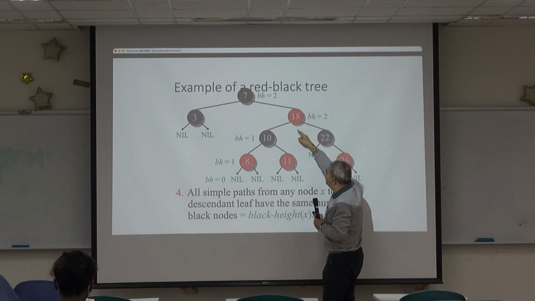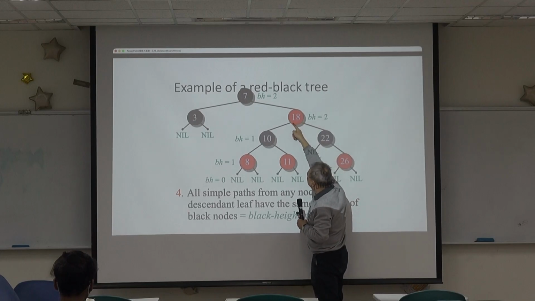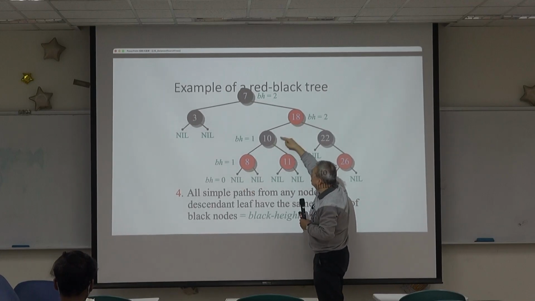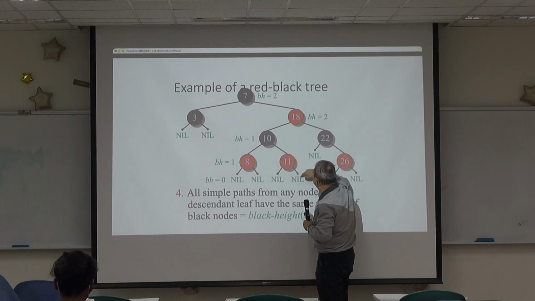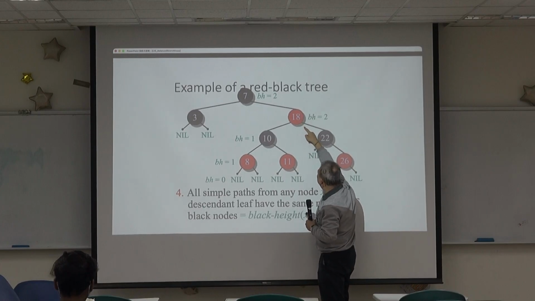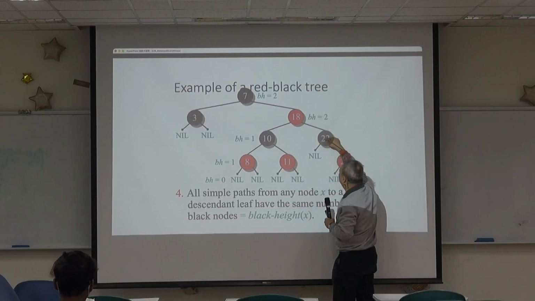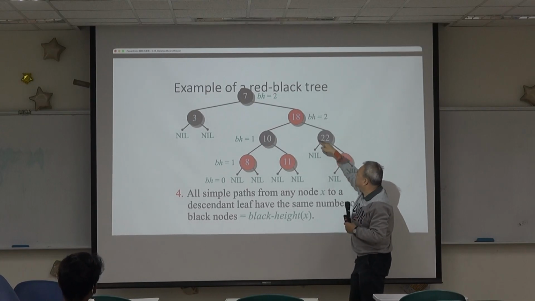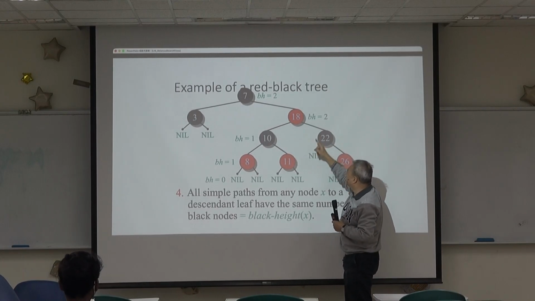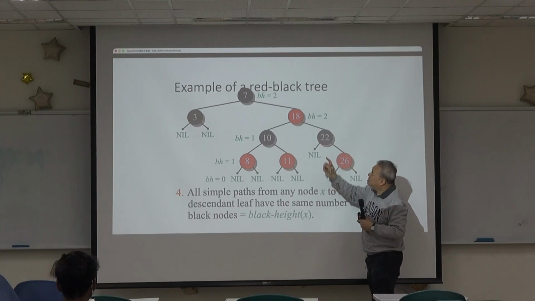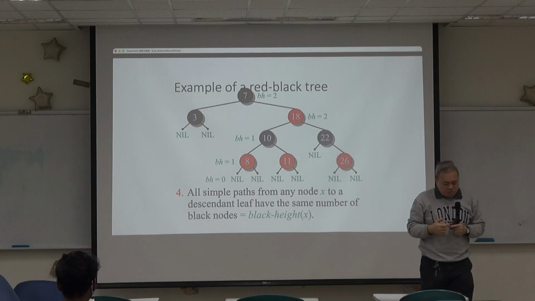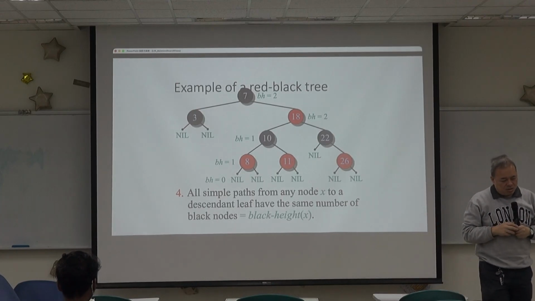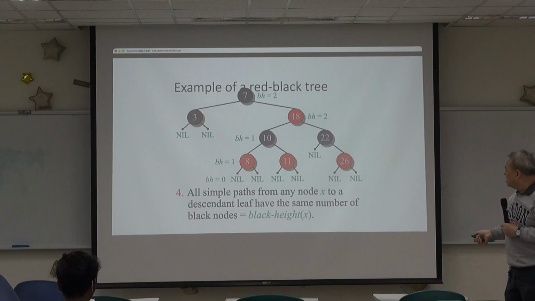And then this one, if you look here, the black height is 2, because from here, for example, to here, we have 2 black nodes. From this node to here, we have 2 black nodes. And from this node to here, we have 1 black node, 1 black node. From this one to here, we have 1 black node, 1 black node. So the black height is 2. So the top one, black height is 2. The root node, black height is 2 as well. So property 4 is satisfied.